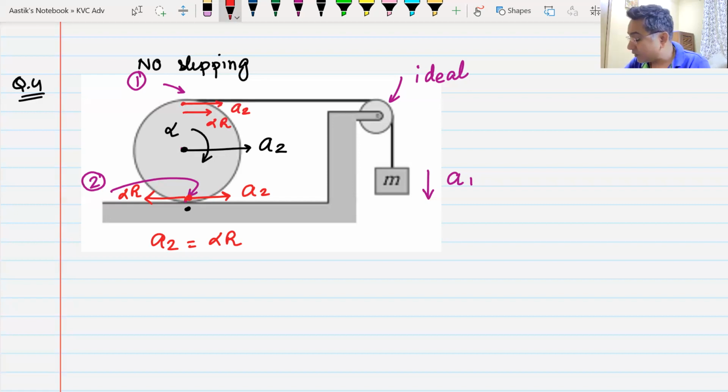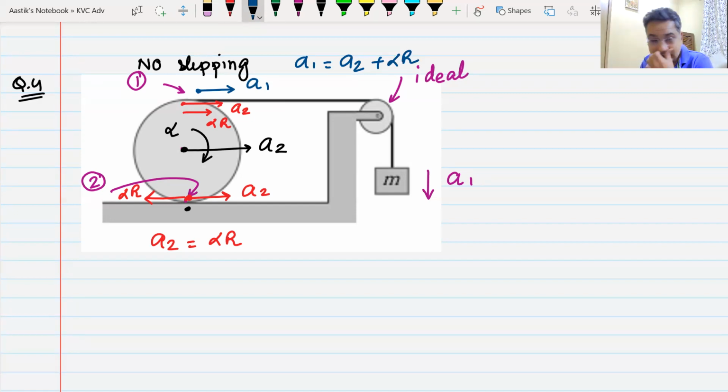Yes, sir. Now there is a point on the string here, accelerating with A1. So A1 should be equal to A2 plus alpha R. That is 2A2, since A2 plus alpha R is equal to 2A2. Do we understand this or has this gone above our heads? Good. Well done. You are understanding the dynamics, right?